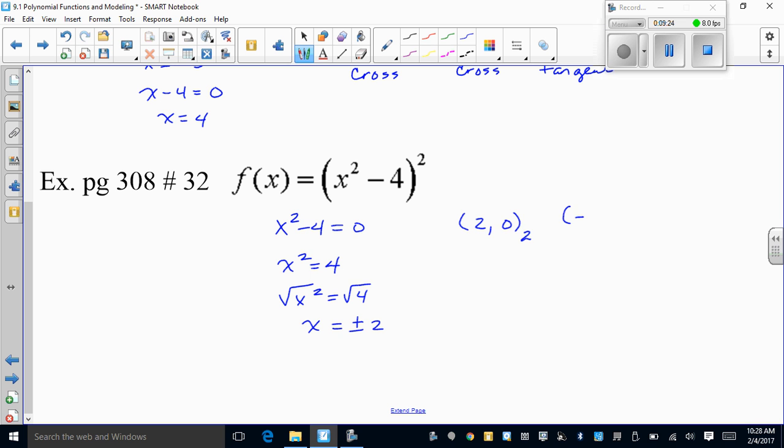I can write it out twice, but why? I'm going to get the same answers. But this is telling me it's happening twice. So the answer I got here is going to happen twice. And so both of these are going to be tangent to the x-axis.